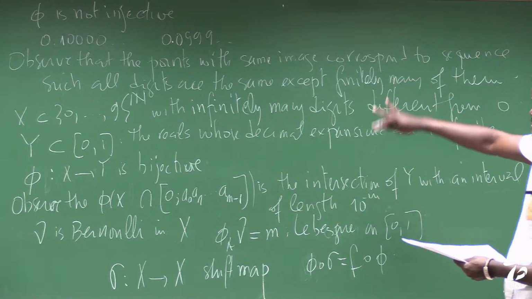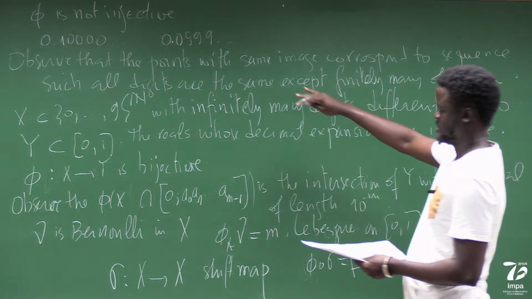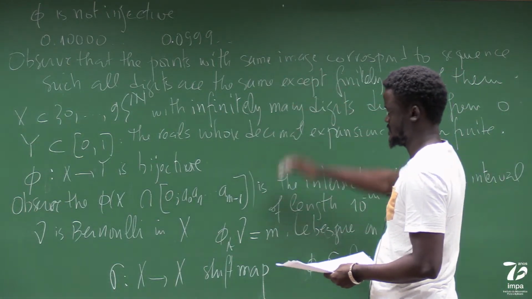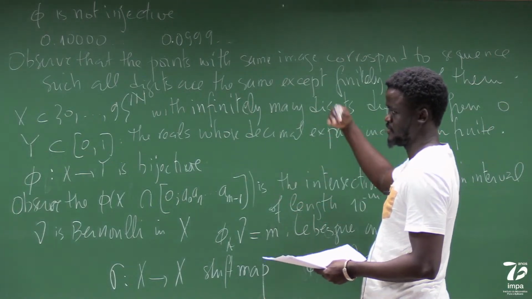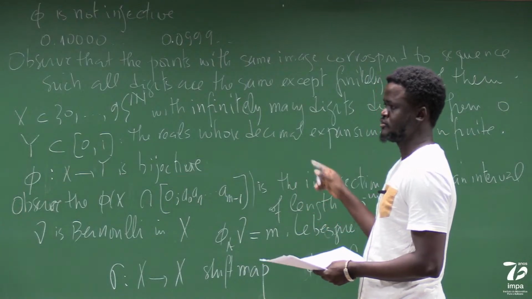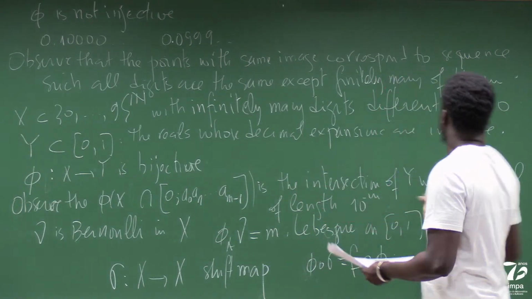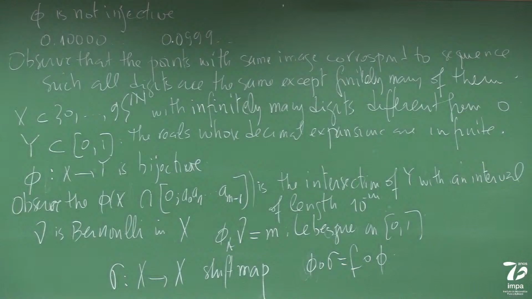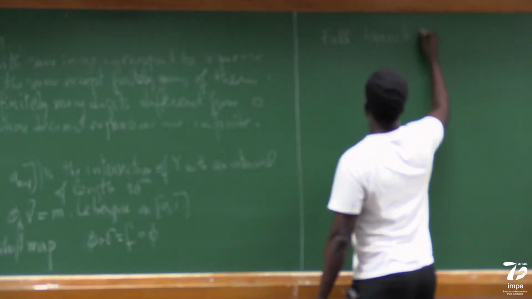But this is general. What I sketched here belongs to a more general scheme. For any full branch map, you can do the same thing. Let me tell you how it works for a general full branch map.